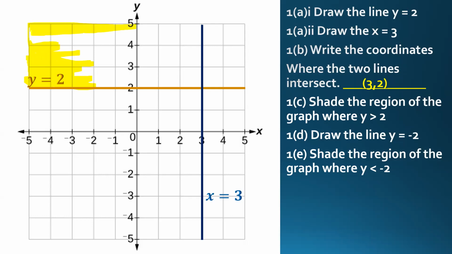Jaleel, are we going to shade above 2 or below 2? Above. Why are we shading above? Because it's greater than. Very good. And Nivea Gordon, why are we shading above 2? Because the numbers above 2 are greater than the number 2. Very good, because it's greater than 2. That's what we're instructed to do. Shade y is greater than 2, we're going to shade above.